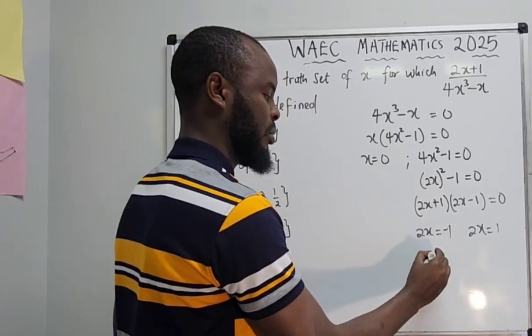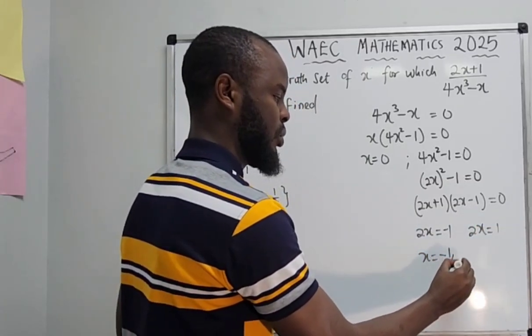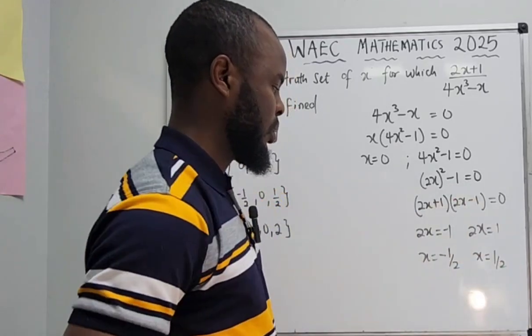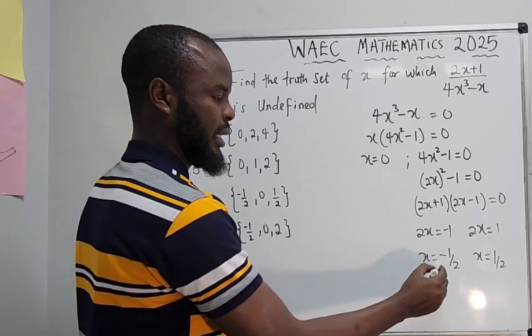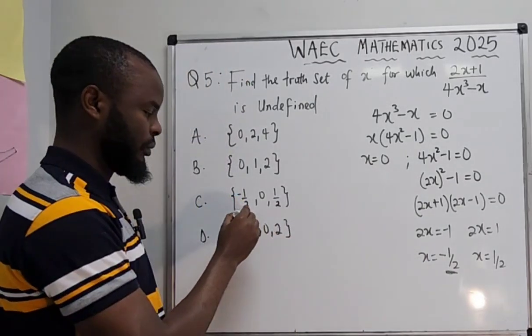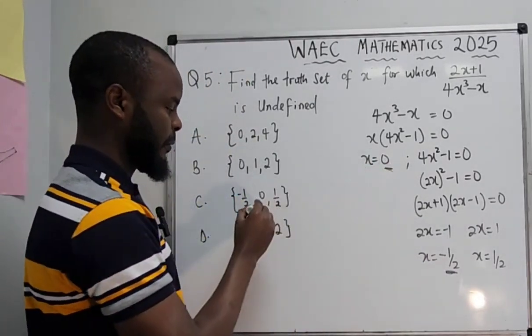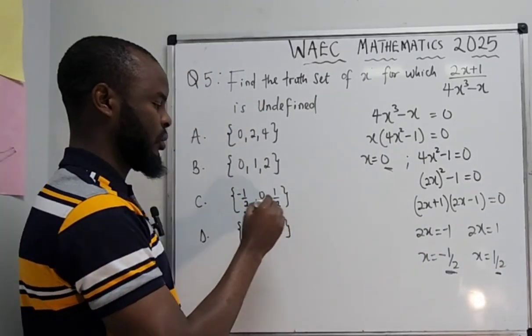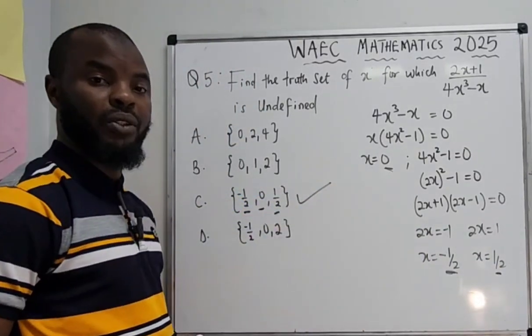x here is going to be negative 1 over 2. And x here is going to be 1 over 2. So the 3 solutions are going to be negative half, 0, and half. So the answer is option C.